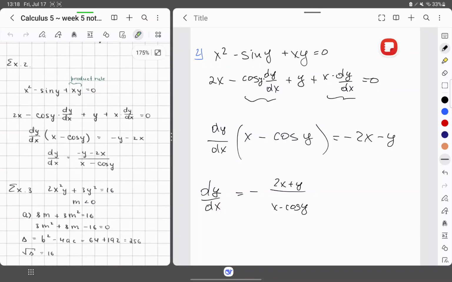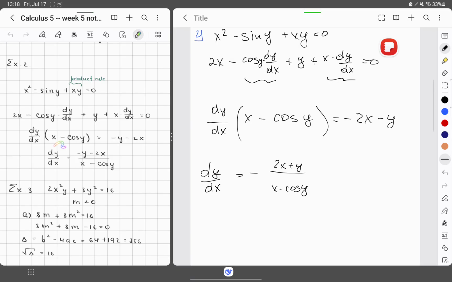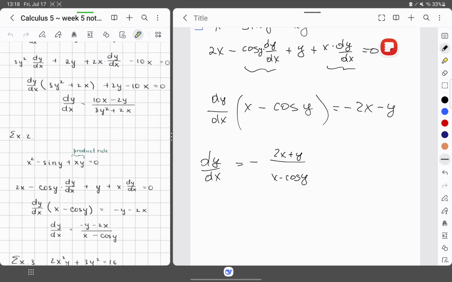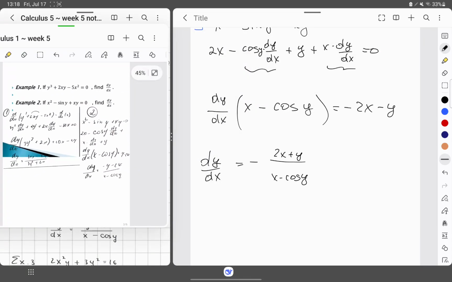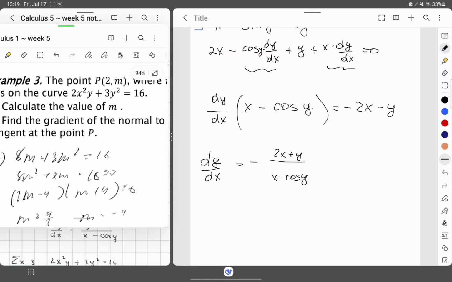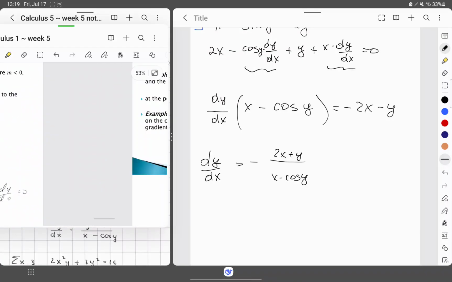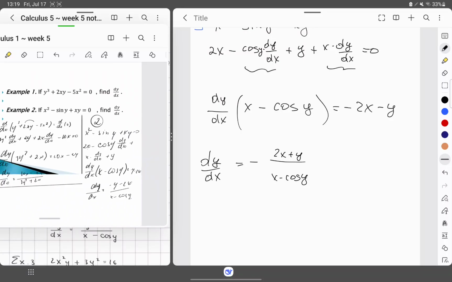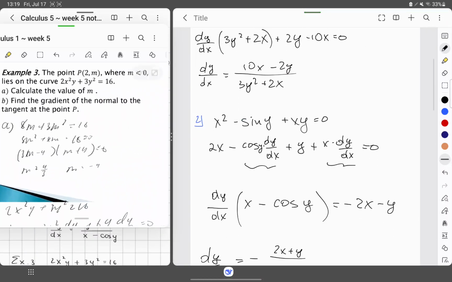Product, okay, 2x minus cosine y times dy over dx plus y plus x times dy over dx equals 0. dy over dx will be x minus cosine y. Yes, that's true. dy over dx will be negative. Yes, that's true. Amazing. All right, let's try to do the third one. Let me see. So we have 8 problems, and what is the third one?